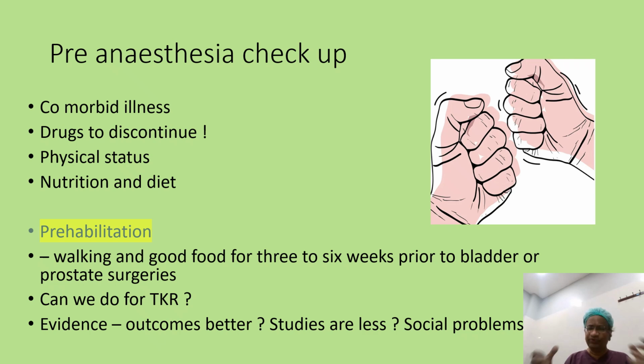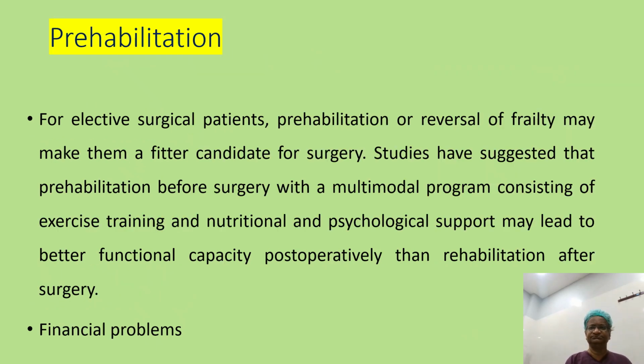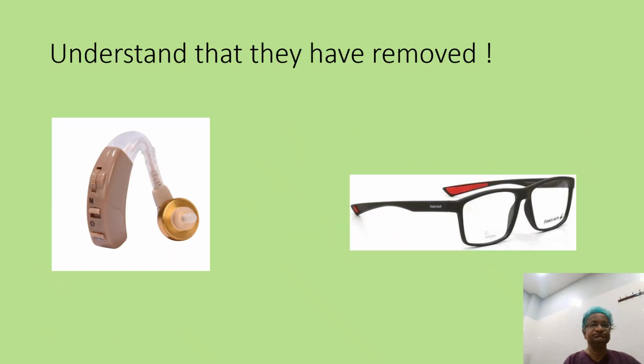Even if you cannot walk, you can do gripping exercises. Rehabilitation is some part of reversal of frailty. Maybe he becomes a fitter candidate for surgery. Nutritional support, exercise training, psychological and social support, all these things are needed. Sometimes you may need to address the financial problems also. They may need rehabilitation immediately post-operatively. Sometimes we can put in the hearing aid and start the surgery also.